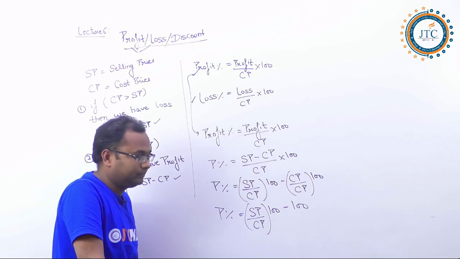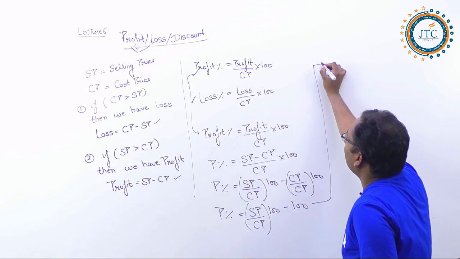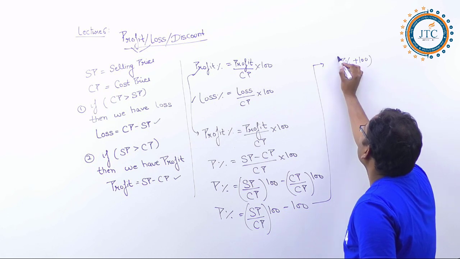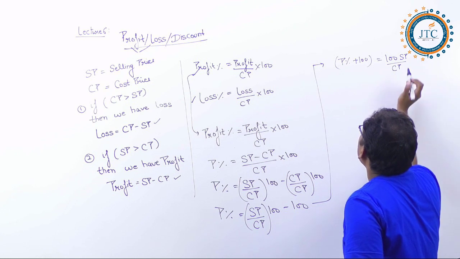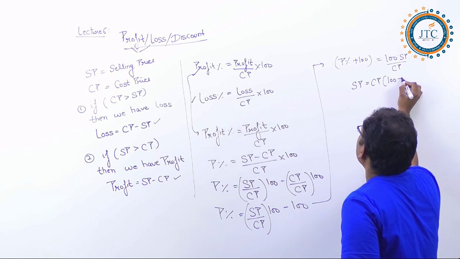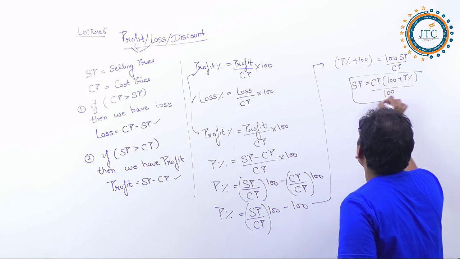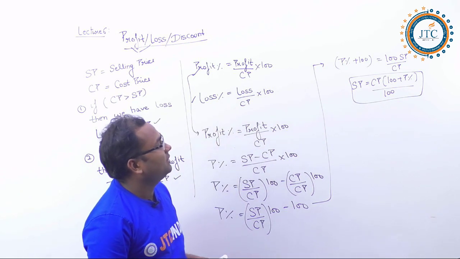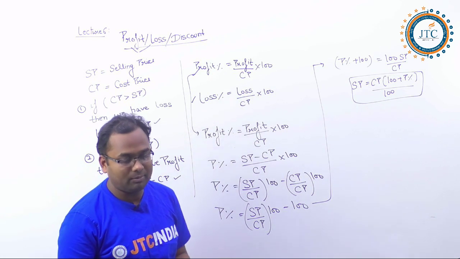Any doubt till here? So students, after that, the most important formula formed here: profit percent plus 100 is equal to 100 SP upon CP, and the value of SP here is CP into 100 plus profit percent upon 100. This is the formula of SP when we have given cost price and profit percent. So selling price is equal to cost price into 100 plus profit percent upon 100.